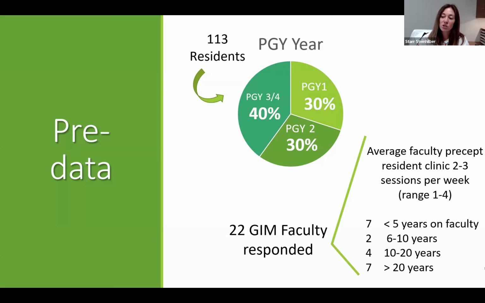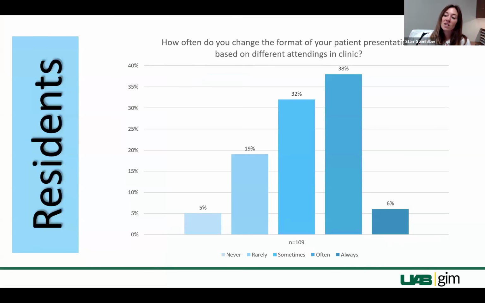And then we also did the general medicine outpatient faculty. We have a large hospitalist presence too, but we specifically did our outpatient faculty. So I'm going to show you a few of the key pre-data graphs, and then I'll bring them back at the end for how it changed. So the residents, here are the resident responses to some of the key questions. We asked, how often do you change the format of your presentation in clinic based on different attendings? And you can see kind of darker to the right as always.